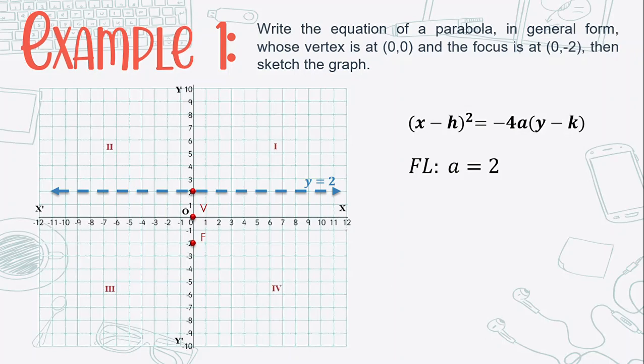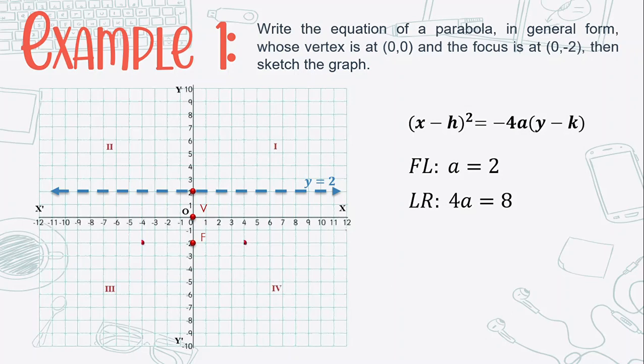Now that we already have our vertex, focus, and directrix, we can get our latus rectum. Again, from our definition, the latus rectum is 4 times the focal length. So if our focal length is 2, our latus rectum is 8. Now, what's the use of our latus rectum? If the total length is 8, it means that each side of our focus must have 4 units.